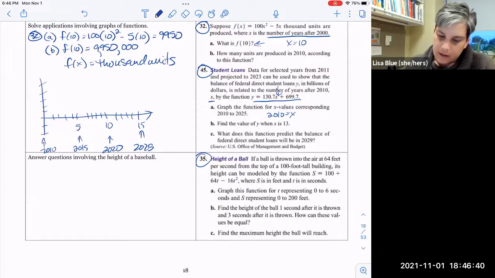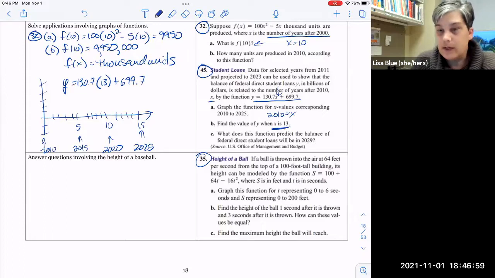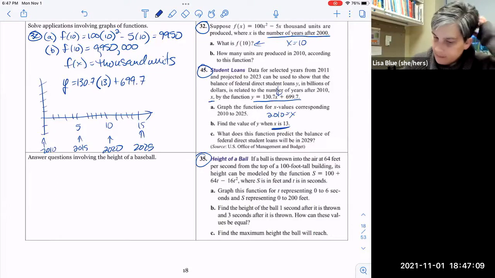And then find the value of y when x is 13. So y equals 130.7 times 13 plus 699.7. So you just plug in x equals 13 and solve for y. And then using that information, you could predict the balance of federal direct student loans in 2029.